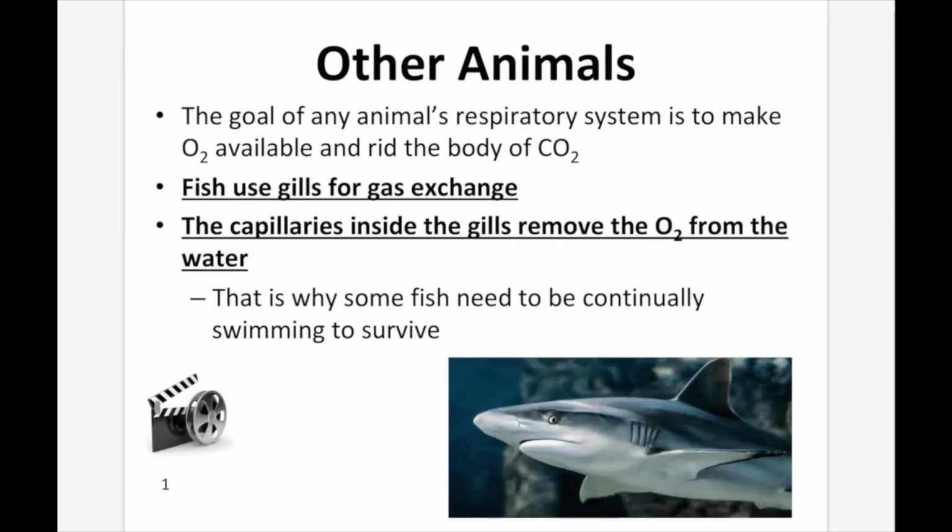Other animals. The goal of any animal's respiratory system is to make oxygen available and to rid the body of carbon dioxide. Now, different animals use different structures. So, for instance, a fish uses gills. You can see this on the shark right there. There are our gills for our gas exchange to occur. Now, inside the gills are capillaries, which remove oxygen from the water and then send the carbon dioxide back into the water. And this is why some fish need to be continually swimming to survive. They need that water continually passing over the gills for this gas exchange to occur.